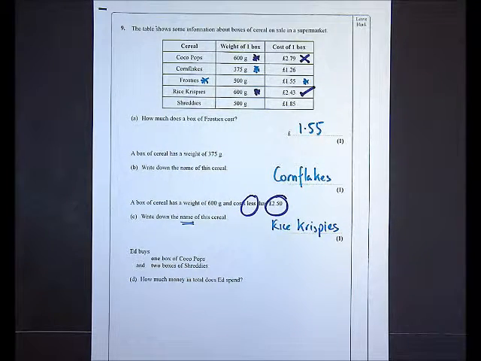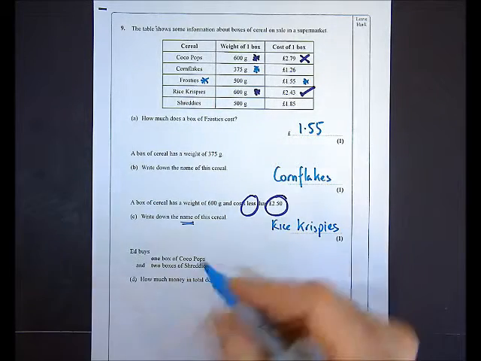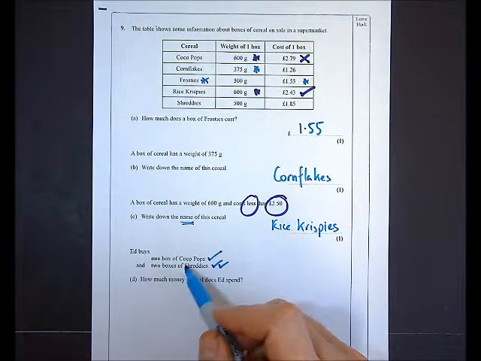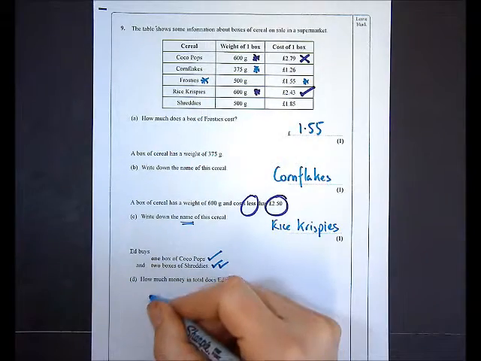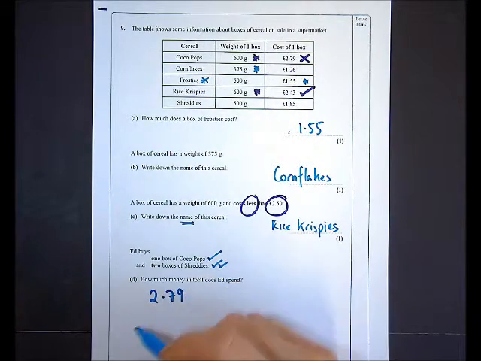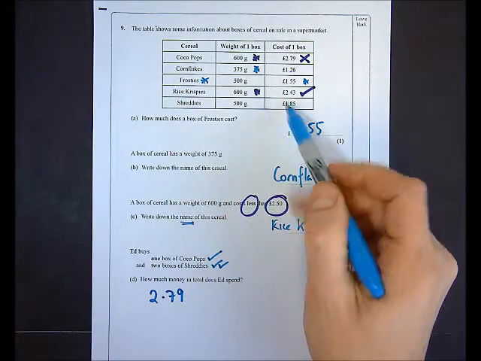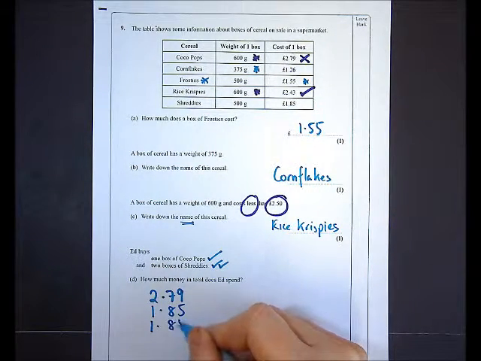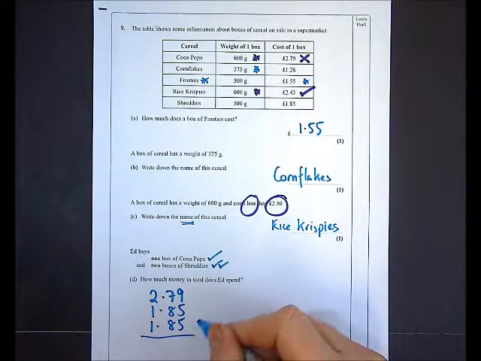And in part D, it says Ed buys 1 box of Cocoa Pops and 2 boxes of Shreddies. So we've got 2 boxes of Shreddies. And I'm asked how much money in total does he spend. So 1 box of Cocoa Pops would cost £2.79. And each box of Shreddies is going to cost £1.85. And I've got to remember there's 2 of those, which is why I put 2 ticks up here. And I'm just going to add those up.